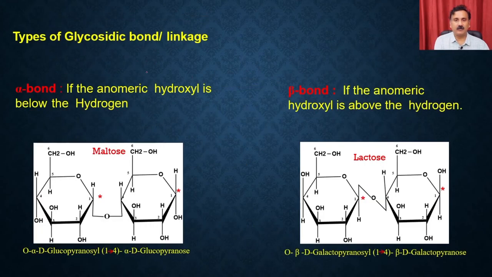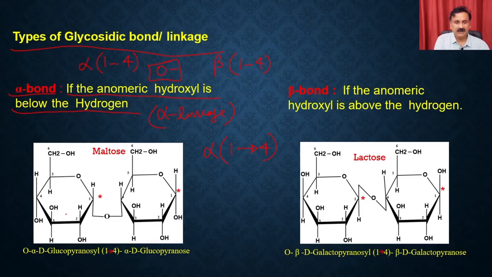Then, the types of glycosidic bonds or linkages. You can have two different types: alpha bonds, like the alpha 1,4 linkages we have just seen, or beta 1,4 linkages. If the anomeric hydroxyl is below the hydrogen, then it is called an alpha glycosidic linkage. It is still an O-linked glycosidic bond formation, but it is called an alpha linkage, which means it is called an alpha 1,4 linkage.